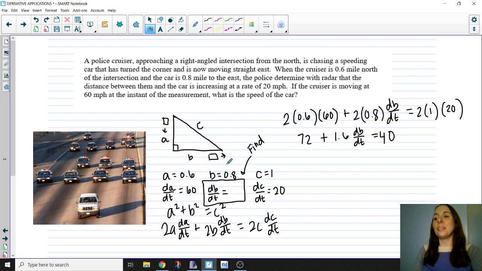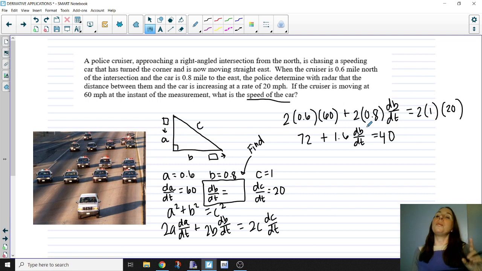Okay, so here is all of our information, and what I typically like to do is put a box around what variable we are trying to find and note that, and that is dB over dt. That is the variable that represents the speed of the car that is being chased. Again, we relate the variables with the Pythagorean theorem. We differentiate it with respect to time, and that means multiplying by a d, whatever variable, dt, you're working with, anytime you're deriving a variable that's not time. And finally, we fill in our information to then solve for the unknown variable.